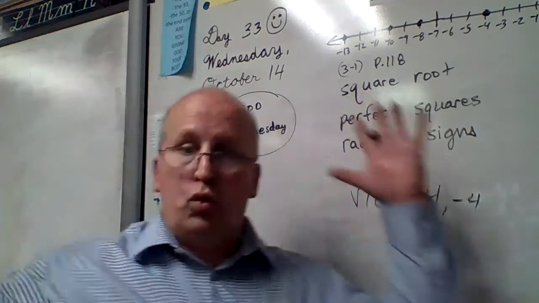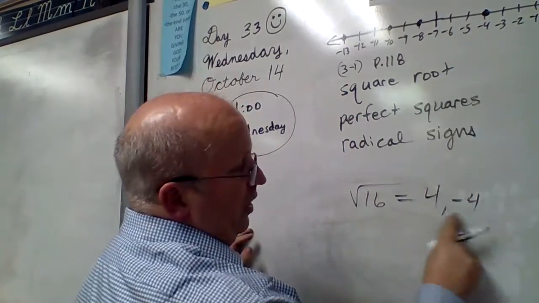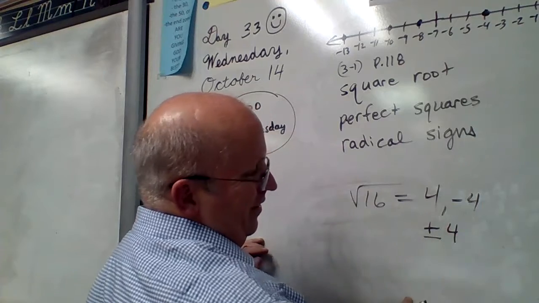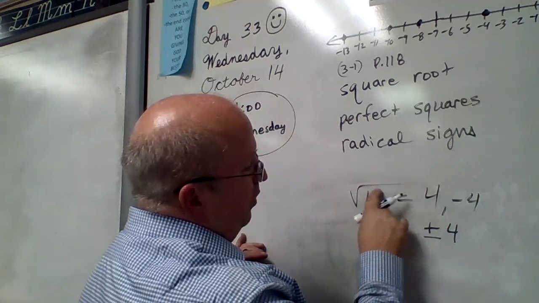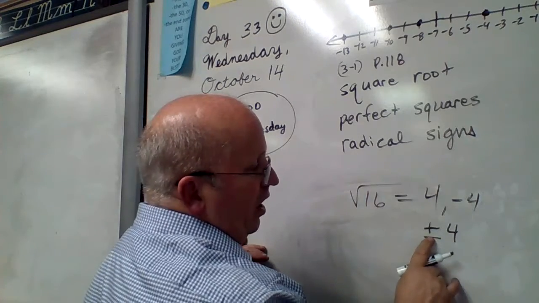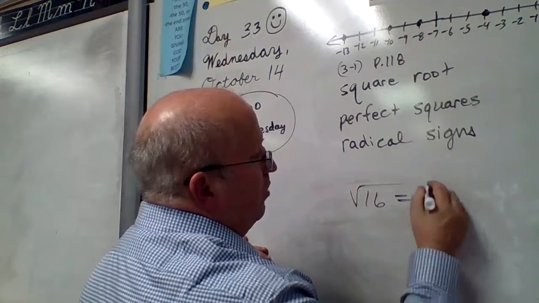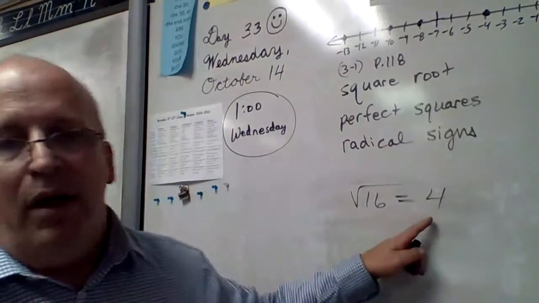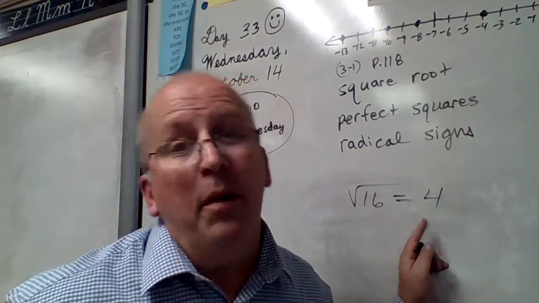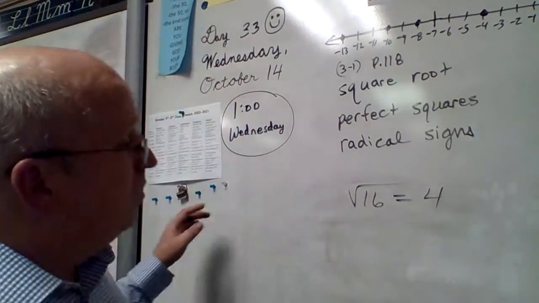Now, here's maybe something to blow your mind. Sometimes, instead of writing it this way, math teachers will write it like this. They'll say the square root of 16 is the positive value of 4 and the negative value of 4. So technically, most of the time, teachers will be happy with you to write 4 as the square root of 16. But really, it's also negative 4, because negative 4 times negative 4 is 16.